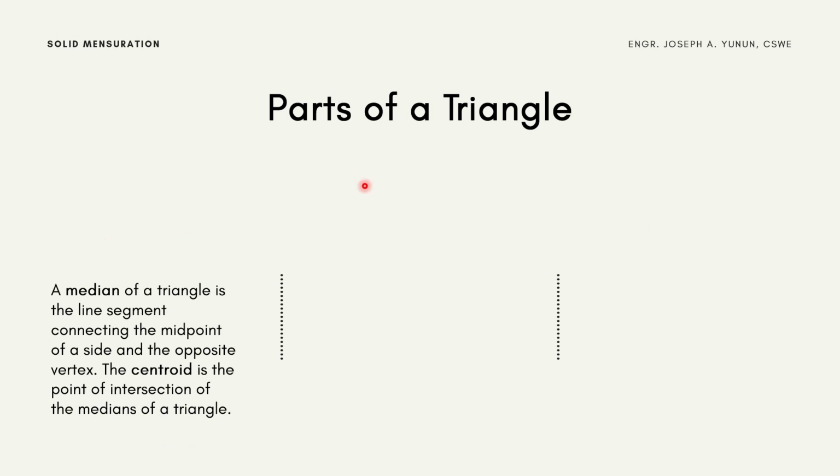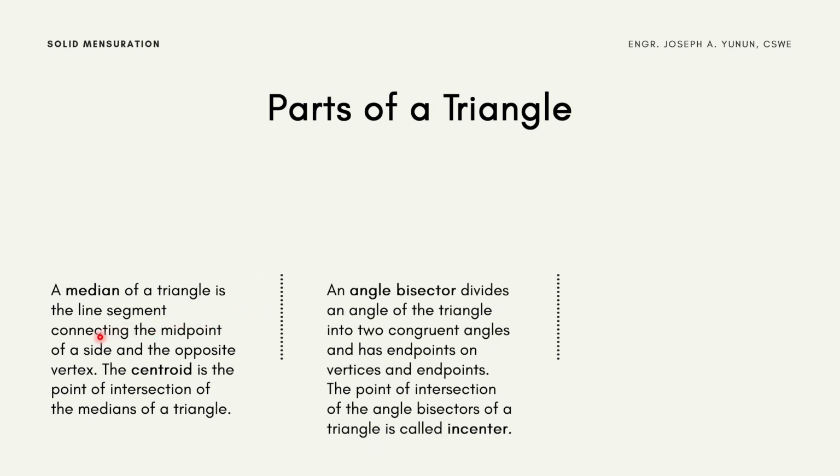So continuing with the parts of a triangle, you have the median. The median of a triangle is the line segment connecting the midpoint of a side and the opposite vertex. The centroid is the point of intersection of those medians. While the angle bisector divides an angle of the triangle into two congruent angles and has endpoints on vertices, the point of intersection of the angle bisectors shown in the given figure is called the incenter.